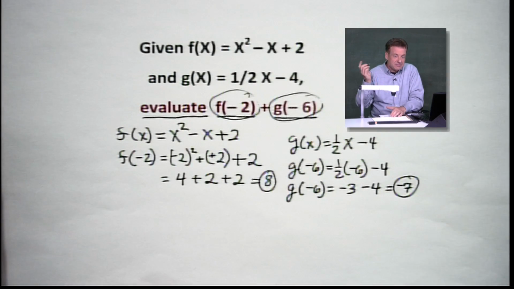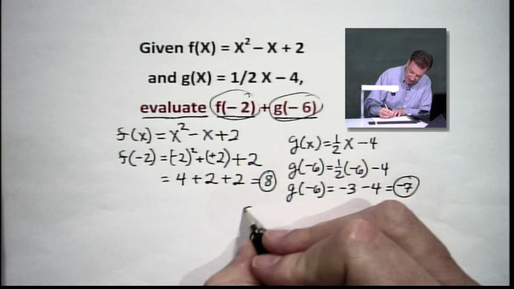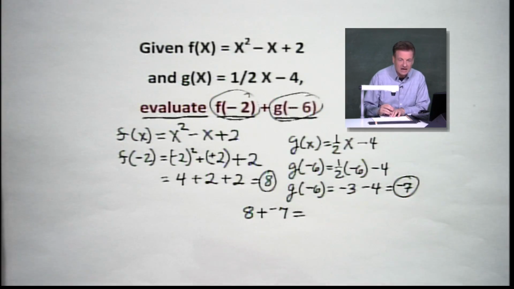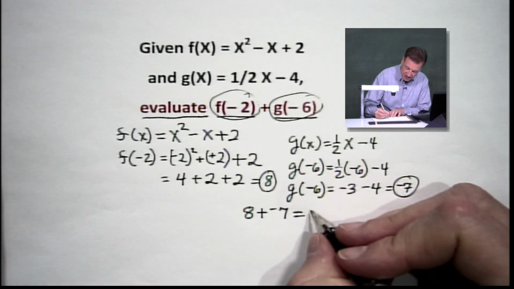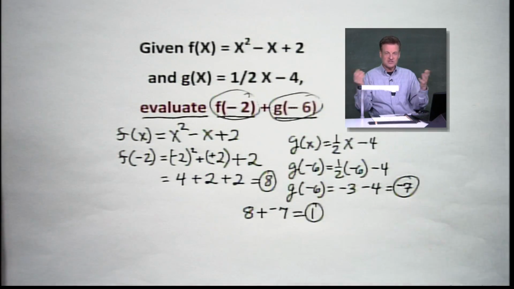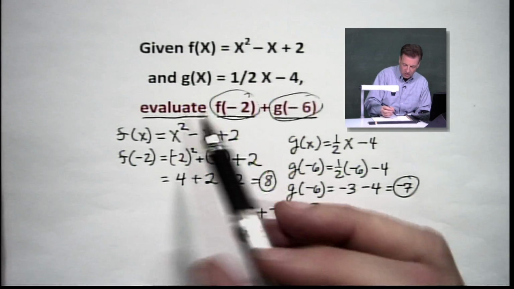We're going to add them together. So let's do it. We're going to say 8 plus that negative 7, and you know what? That's just like subtracting, 8 minus 7, and that's going to give us 1. So all that good stuff, when we put those numbers in, just simplifies down to a nice little answer of 1.